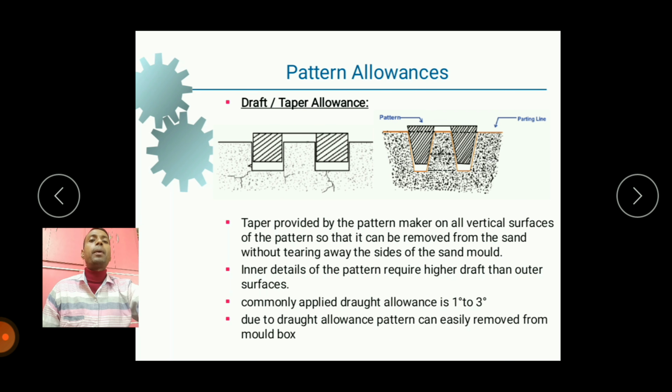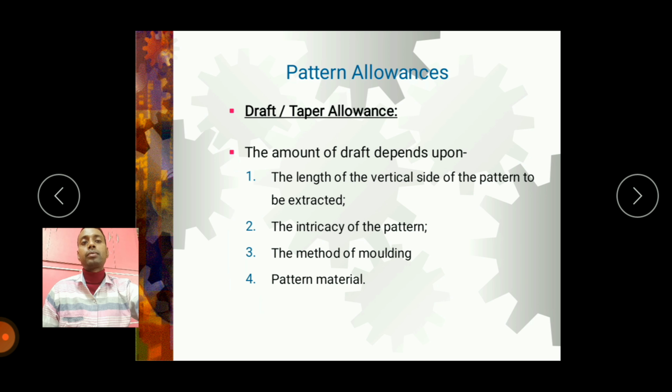Draft or taper allowance. Taper is provided by the pattern maker on all vertical surfaces of the pattern so that it can be removed from the sand without tearing away the side of the sand mold. Inner details of the pattern require higher draft than outer surfaces. Commonly applied draft allowances are 1 to 3 degrees. Due to draft allowances, the pattern can easily be removed from the mold box.